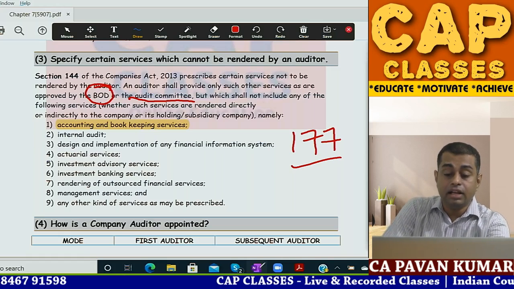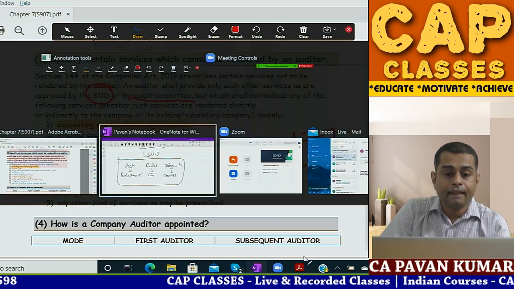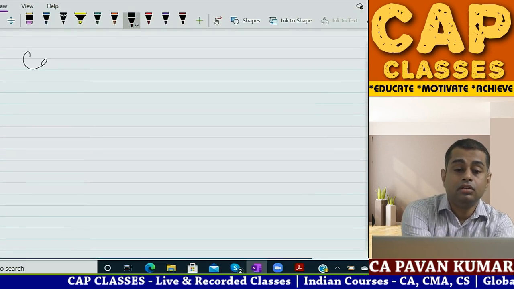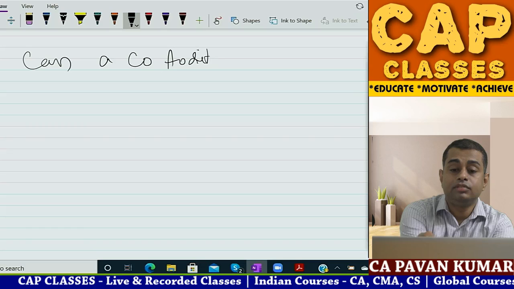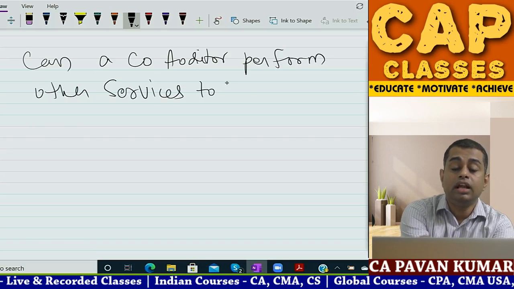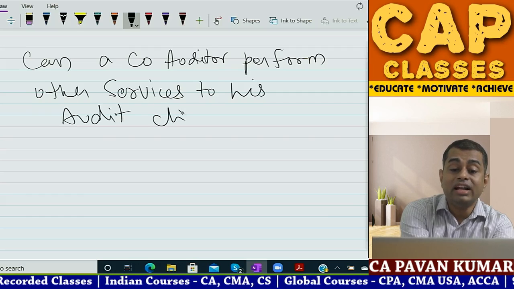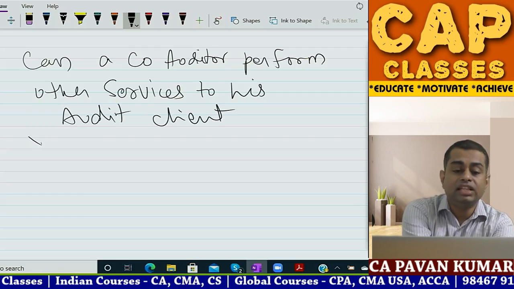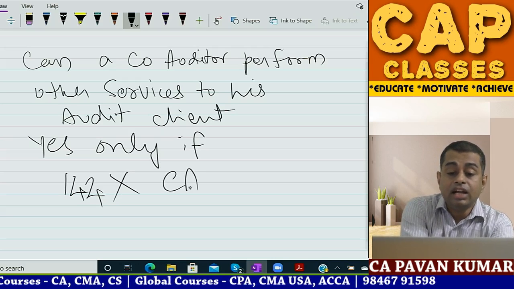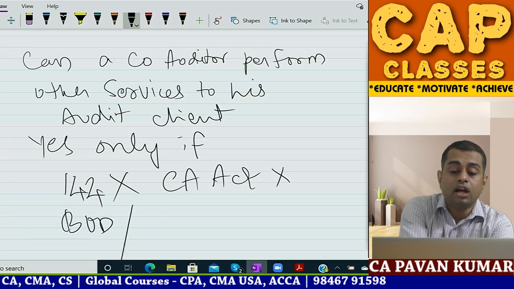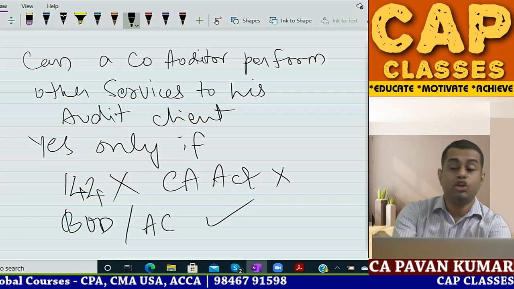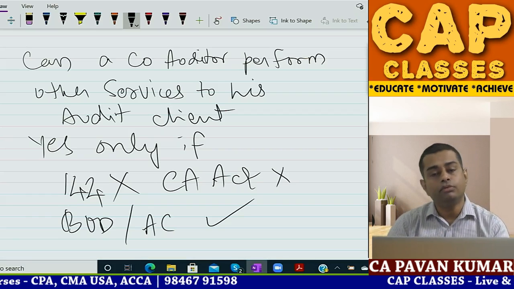What is the question? Can a company auditor perform other services to his auditee client or audit client? Auditee himself is the client, audit client. The answer is yes, only if 144 is not prohibiting that service, the Chartered Accountants Act is not prohibiting the service, and the Board of Directors or Audit Committee said, dear Mr. Auditor, go ahead. They approved. Then I can do that. You understand? Very, very important from exam point of view.